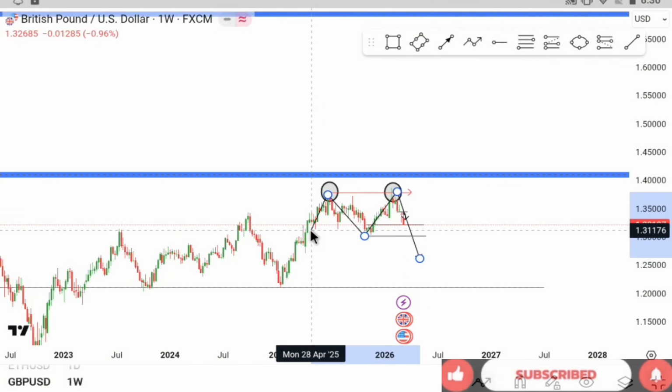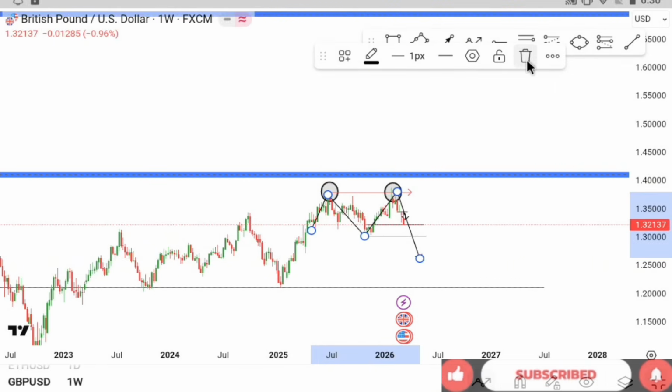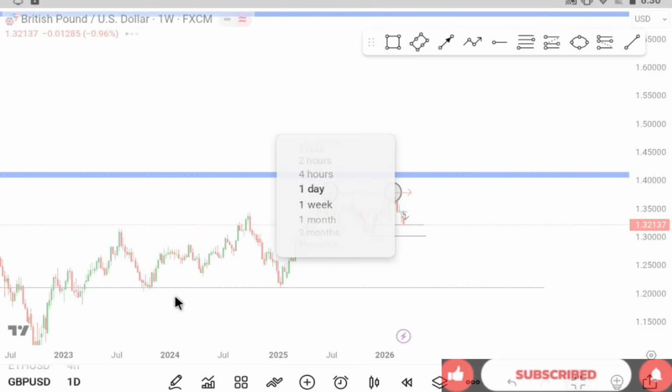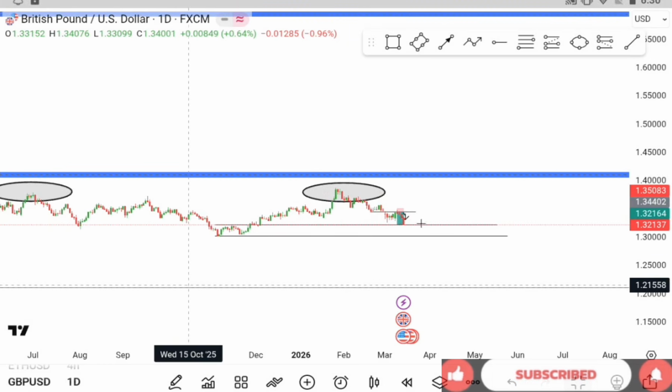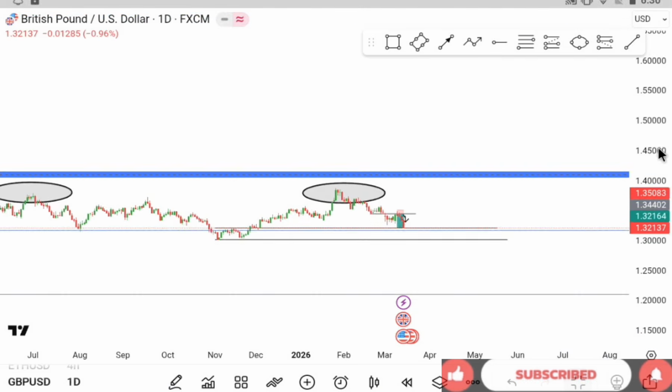So let's go to the daily time frame and see what the daily time frame is currently showing for us. You can see that we are doing what we call a top-down analysis. This is a clean top-down analysis. If you really don't know how to do your top-down analysis, watch this video as much as you can.